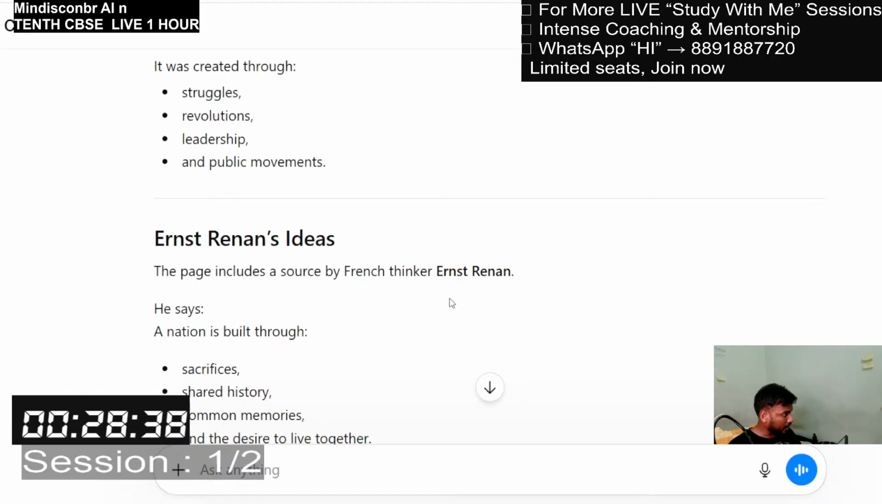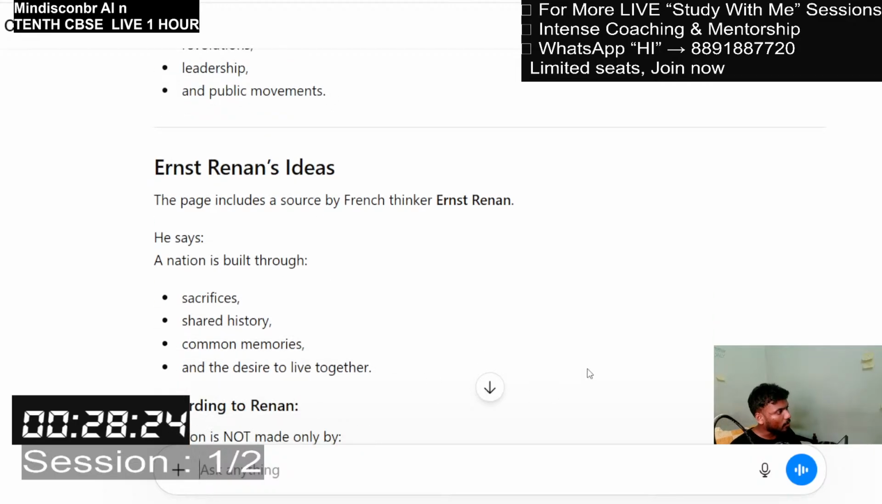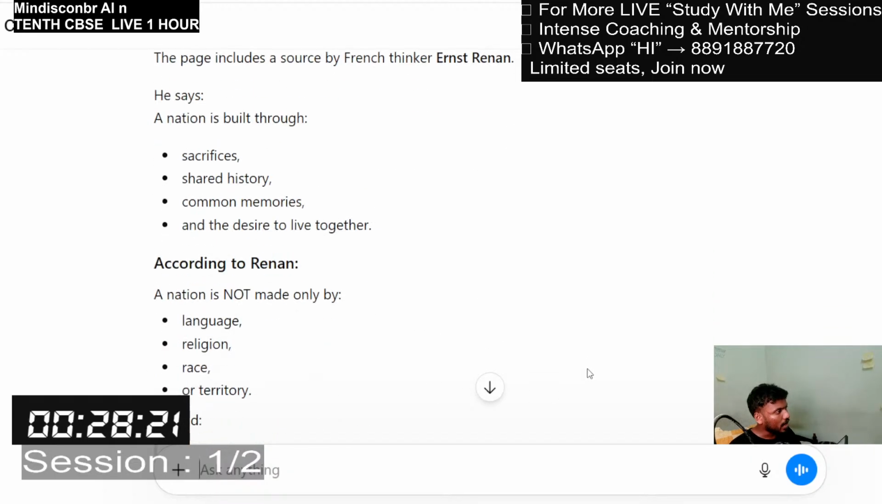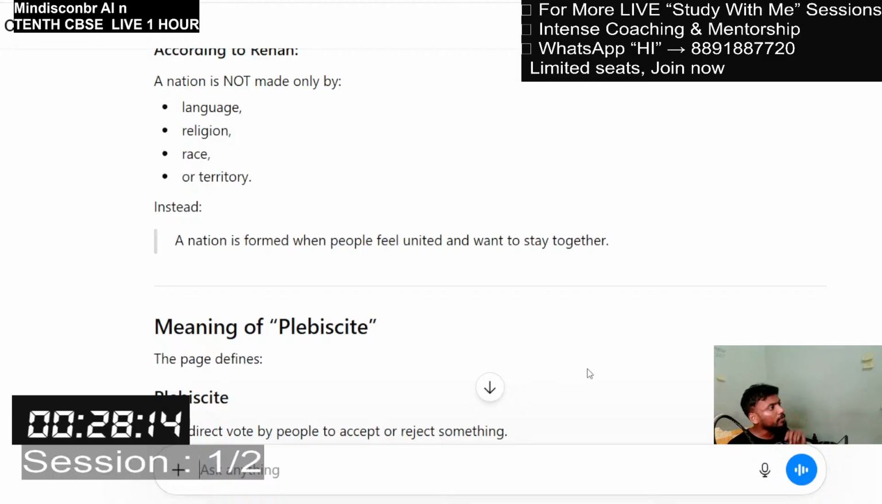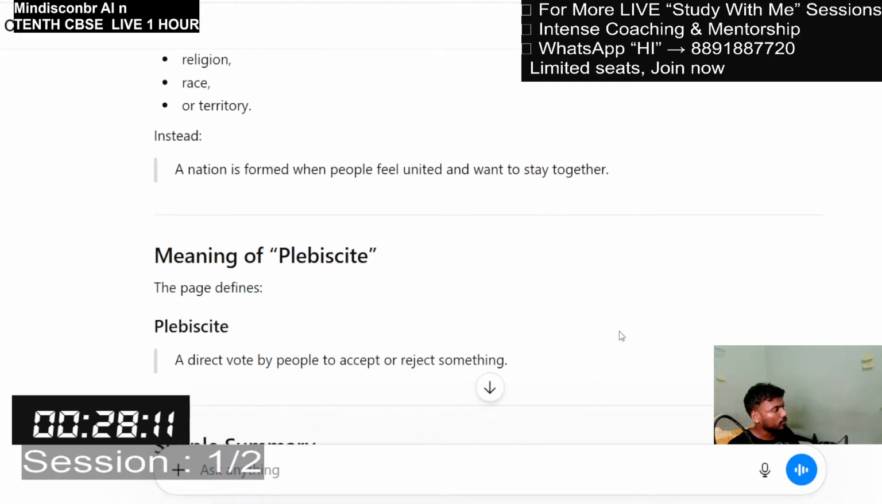Ernest Renan's ideas. This page includes a source by French thinker Ernest Renan. He says, a nation is built through sacrifices, shared history, common memories, and the desire to live together. According to Renan, a nation is not made only by language, religion, race, or territory. Instead, a nation is formed when people feel united and want to stay together. Meaning of plebiscite. The page defines plebiscite, a direct vote by people to accept or reject something.